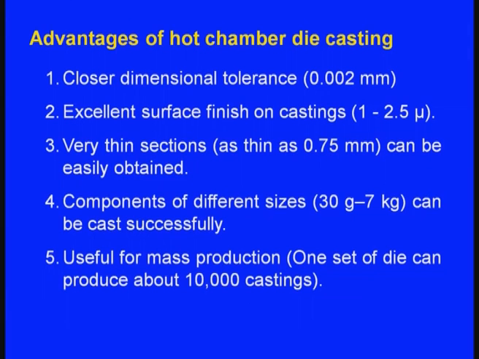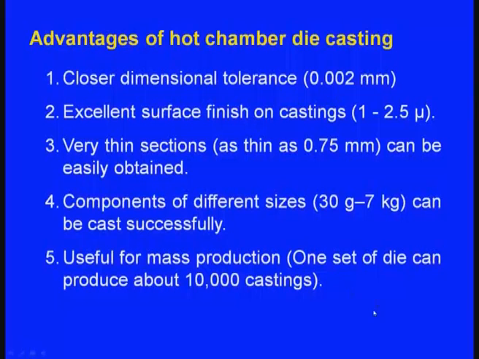Next one, components of different sizes, as small as 30 grams and as big as 7 kgs, can be successfully cast. Useful for mass production. Mass means same components produced one after another continuously, that is the mass production. One set of die can produce about 10,000 castings. If we make a set of metallic molds, this set of metallic molds will serve us for producing 10,000 castings. So, this is the greatest advantage of hot chamber die casting process.